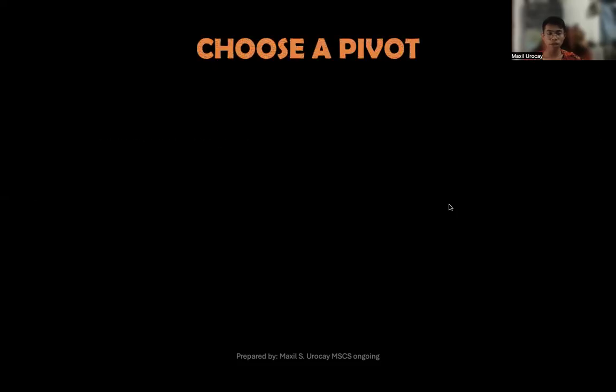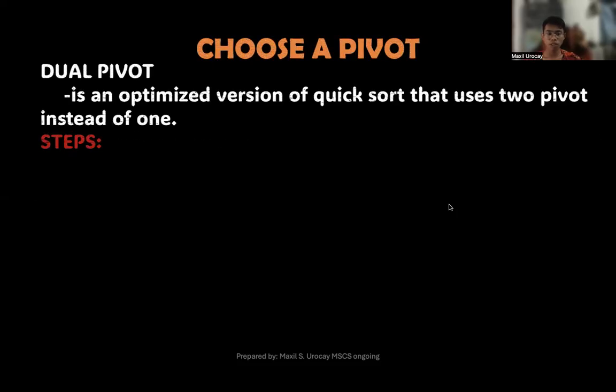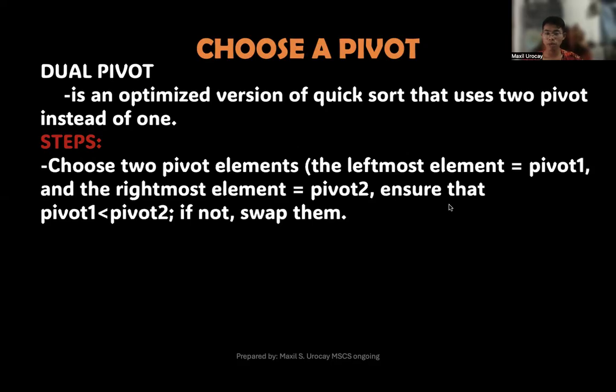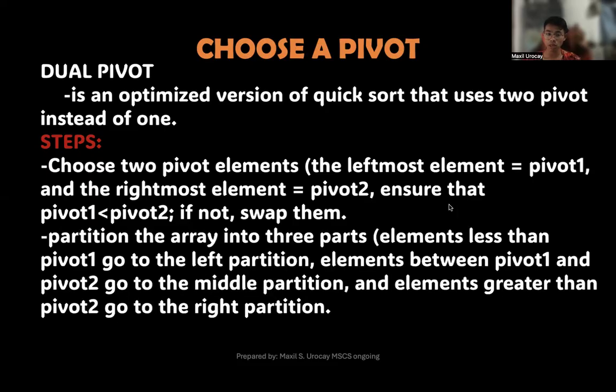So right now, there will be a dual pivot as well. It's an optimized version of quicksort that uses 2 pivots instead of 1. So there will be a P1 and P2. Choose the two pivot elements. The leftmost element is pivot 1 and the rightmost element is pivot 2. That ensures that pivot 1 must be less than pivot 2. If not, you have to swap them, as I've mentioned in the other videos.